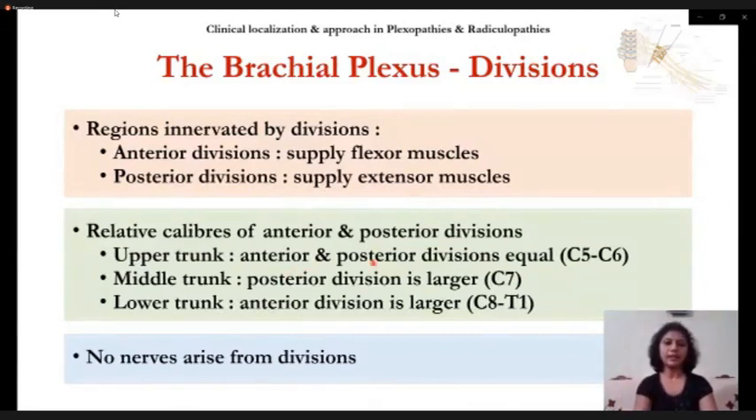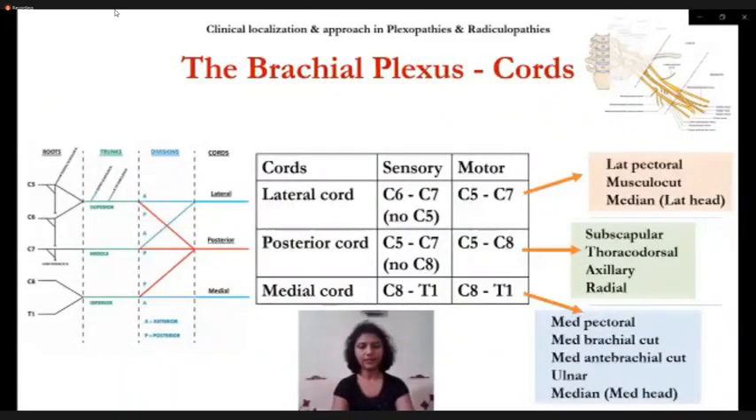In the upper trunk, the relative caliber of the anterior and posterior divisions is equal, while in the middle trunk, the posterior division is much larger than the anterior division. Remember here that the middle trunk is nothing but a continuation of the C7 root, and therefore the C7 predominantly supplies the extensor muscles of the upper limbs. On the other hand, in the lower trunk, the anterior division is much larger than the posterior division. There are no nerves that arise from these divisions.